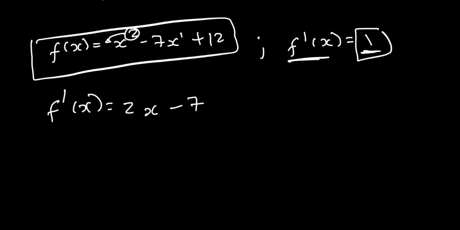So now we have to find the coordinates when the gradient is equal to 1. So what is the gradient? The gradient is the first derivative. So that means the first derivative is 1, and therefore we can actually find the x coordinate at that specific point.